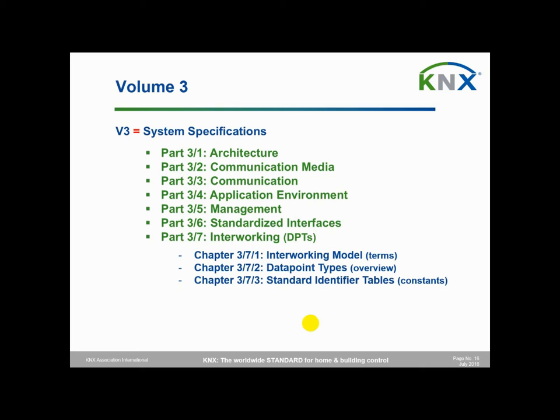together with other information that can be found in chapter 3, which is about the standard identifier table. So all constants that have been identified so far, like the properties of certain interface objects, for example. So what are the property IDs? So their identifiers. Of course, these identifiers have been given a specific value, a specific constant, and that's the list. And all these constants, all these identifiers, are listed in chapter 3 of the interworking part of volume 3.